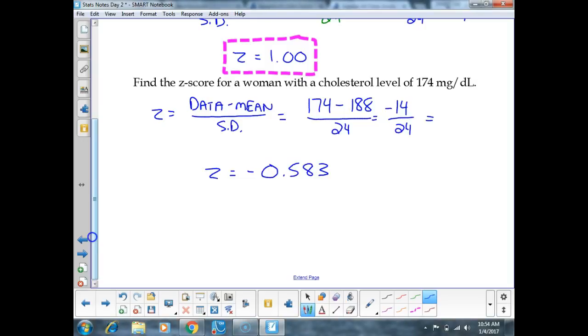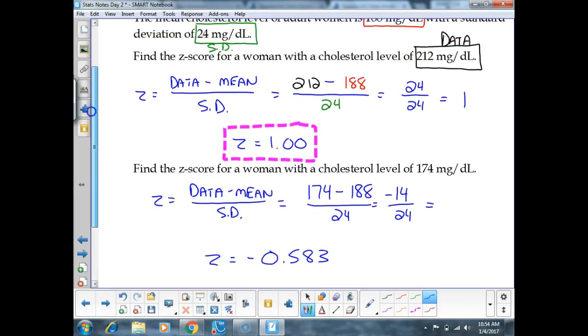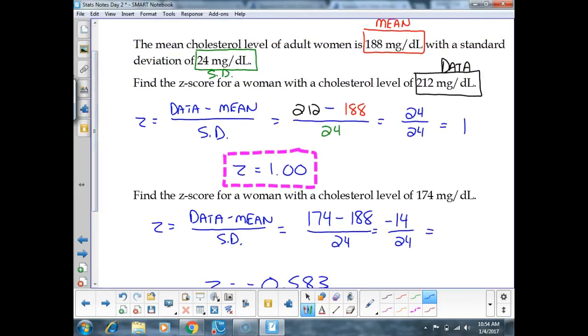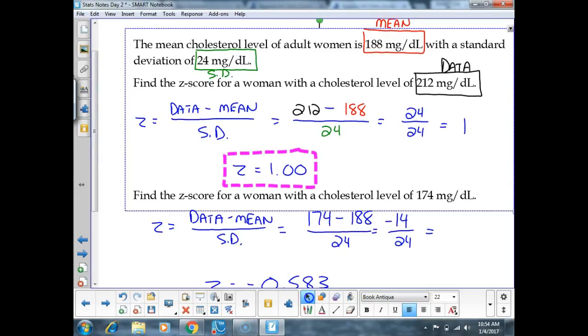Can z-scores be negative? Yes, that means that we are below the mean, which we should have known. Hold on, don't be packing up yet. That's just rude. We looked here and our data point was 174. Our mean was 188. So that's below the mean, so we better get a negative z-score. In the first one, we were above the mean, so we get a positive z-score. Positive z-scores are above the mean, negative z-scores are below the mean.